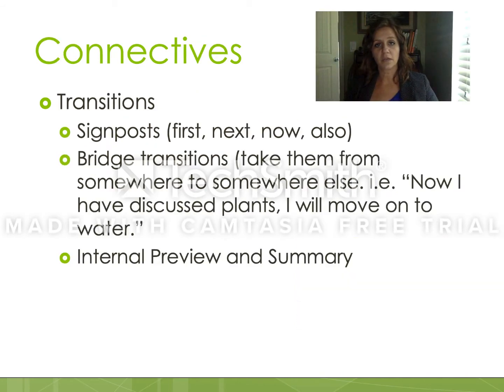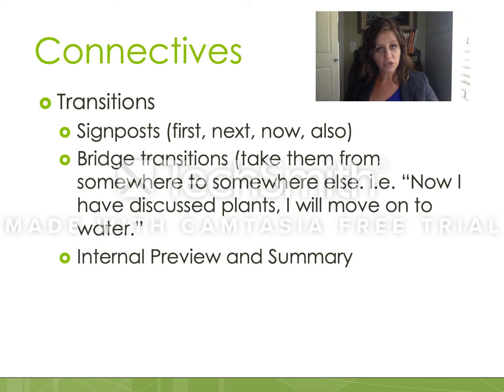Next, we're going to go through the connectives. These are your transitions. So we have signposts, bridge transitions, and internal previews and internal summaries. Those are the three different types. Signposts are words like first, next, now, also. Those are words that appear usually in sub-point categories, meaning you're just trying to connect ideas together. You're not trying to separate ideas from the speech out for your audience to pay attention to individually.